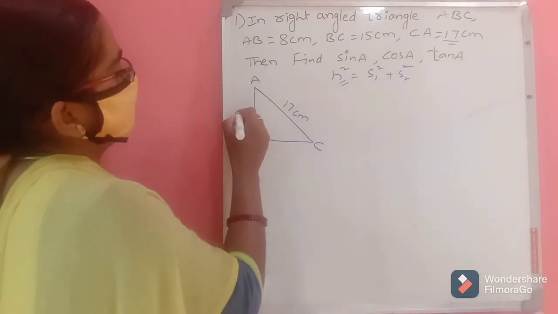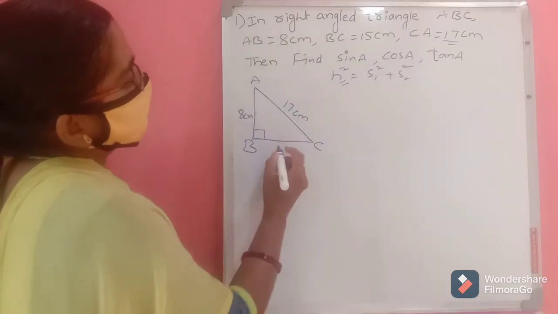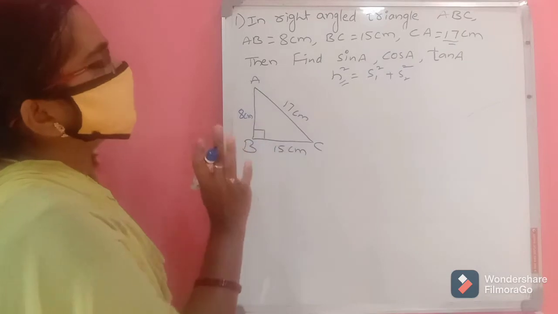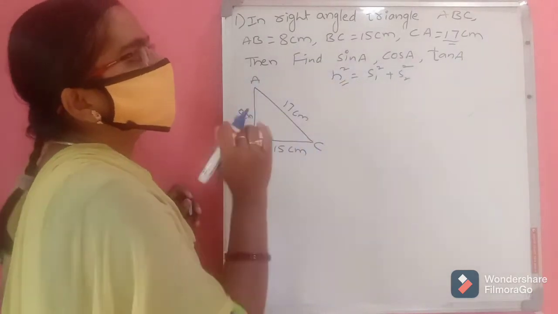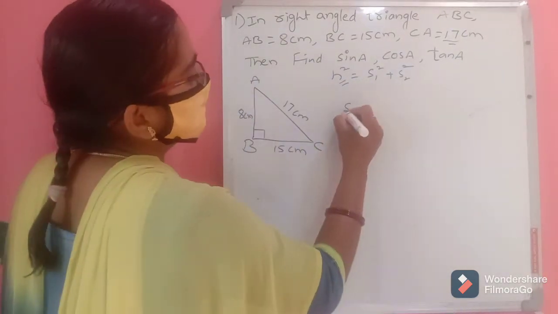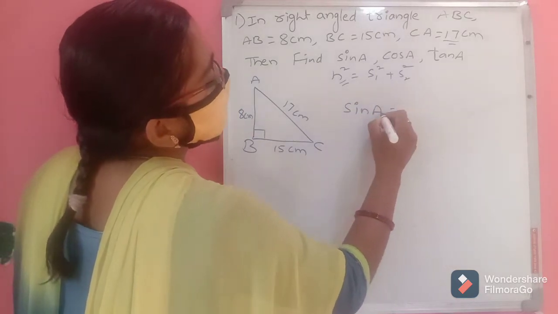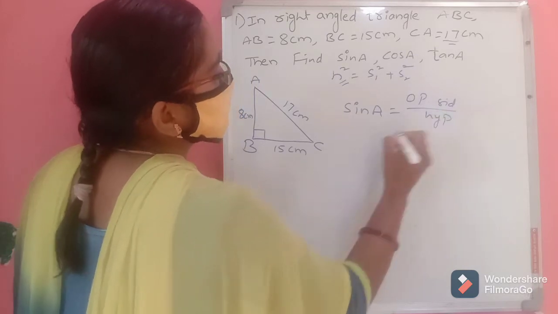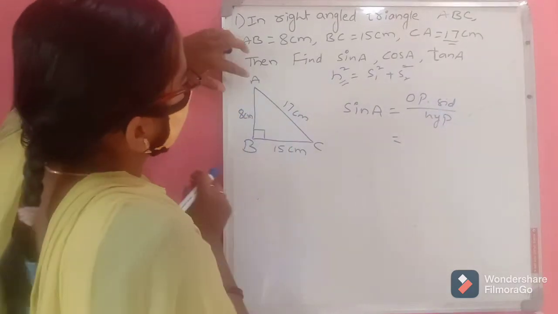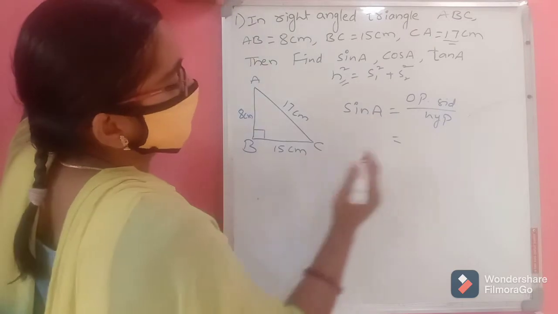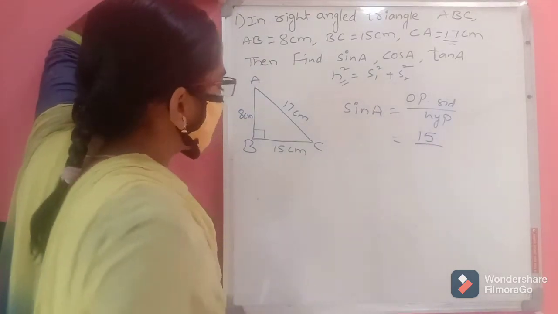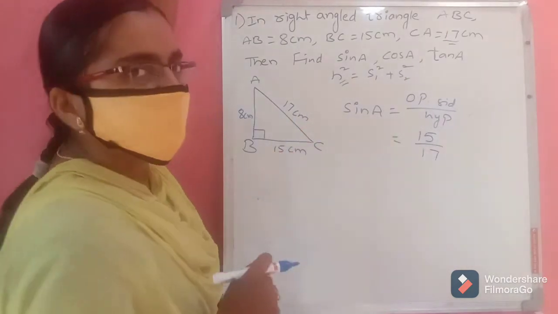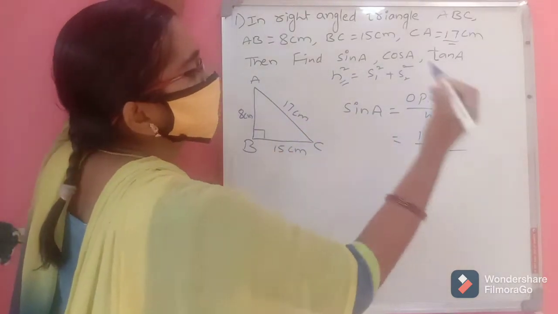Next, AB is 8 centimeter, BC is 15 centimeter. We know all these three sides. Then find sin A, cos A, tan A. First sin A. Sin A is equal to opposite side by hypotenuse. For A, the opposite side is 15 centimeters and the hypotenuse is 17. That's it. 15 by 17. We cannot cancel it now. Just leave it.